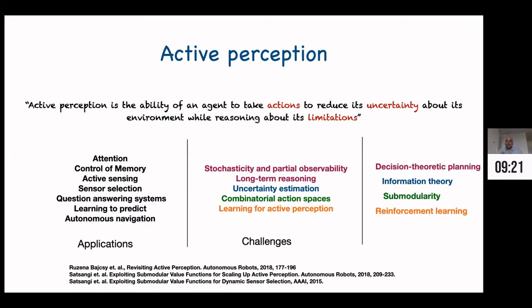Finally, in many cases, the action space of the agent is in itself a subset of the available set of sensors. So the agent must be able to deal with a combinatorial action space, where if the number of sensors increases, the number of options that the agent has to select from also increases combinatorially. And finally, it may be desired that the agent learn from its past mistakes. So maybe the agent should also have the capability of learning to perceive actively. We address these challenges using at least a combination of four different approaches: decision theoretic planning, information theory, submodularity, and reinforcement learning, a few of which I'm going to talk about in the next few slides.